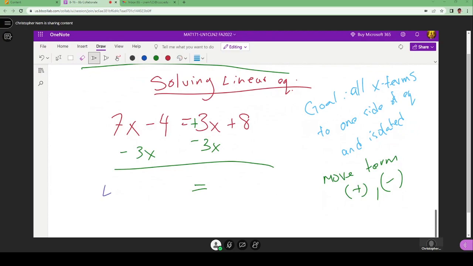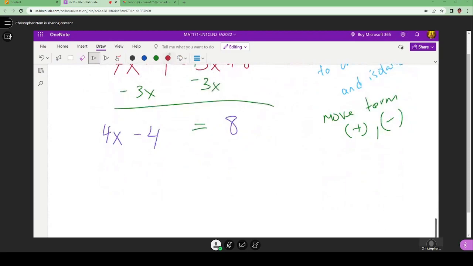So if we combine those, we get 4x minus 4. And then on the right side, plus 3x minus 3x, that's going to give us 0. Not 1, 0. It's 0 because when we cancel out, we're doing addition and subtraction. And that makes our cancellation 0 instead of 1. So we're left with just 8.